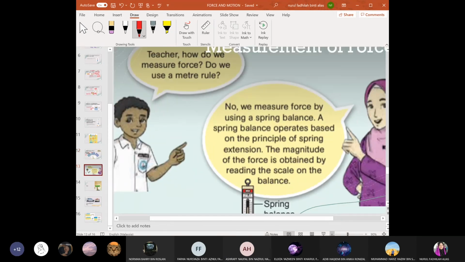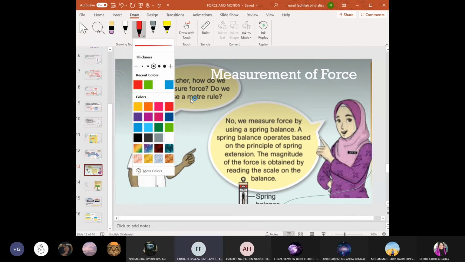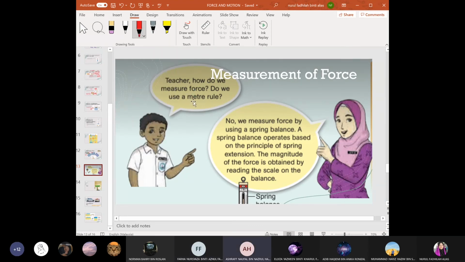So maybe look at this situation. Teacher, how do we measure force? Do we use a meter ruler? Is that the instrument that we use to measure force? Meter ruler? Do we use meter ruler? No. Oh, so what do you use to measure force? Spring balance. Yes, we use spring balance. Okay. Pernah guna tak spring balance? Tak. Tak pernah. InsyaAllah kan kita ada rezeki balik-balik maktab, kita akan buat eksperimen ya.